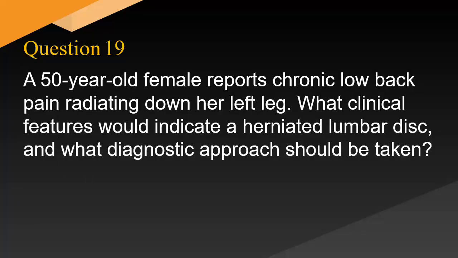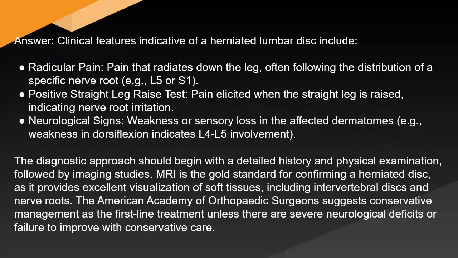A 50-year-old female reports chronic low back pain radiating down her left leg. What clinical features would indicate a herniated lumbar disc, and what diagnostic approach should be taken? Answer: clinical features indicative of a herniated lumbar disc include radicular pain, pain that radiates down the leg, often following the distribution of a specific nerve root, e.g. L5 or S1. Positive straight leg raise test.